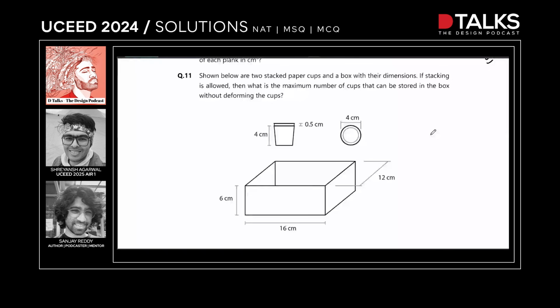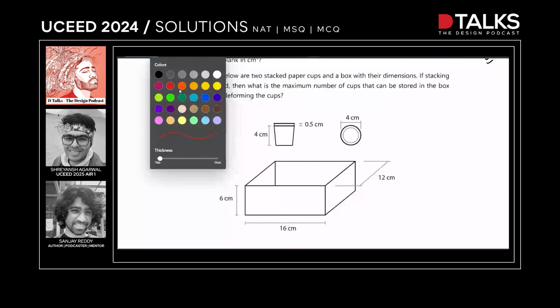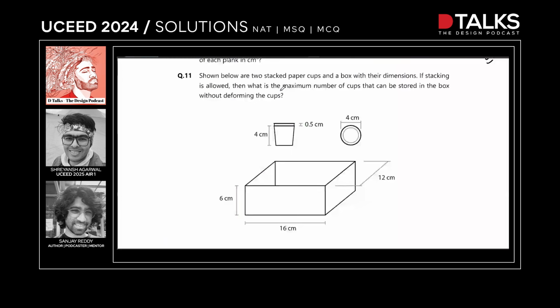Question 11. Shown below are two stacked paper cups and a box with their dimensions. If stacking is allowed, then what is the maximum number of cups that can be stored in the box without deforming the cups? So this paper is quite a step up from 2025, I think so. So what is the maximum number of cups that can be stored in the box without deforming the cups? It says maximum number of cups.